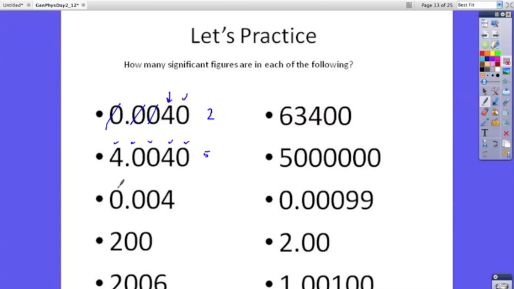How about this? Remember, these are leading zeros. They're not significant. You keep on moving from left to right until you get to a non-zero. These are not significant. This is. So that number only has 1 significant figure. How about these? Well, they're not on the right-hand end behind the decimal. They're not significant. So 200 has 1 significant figure. The 2 is significant, the 6 is significant, these 2 are in between, so 2006 has 4 significant figures.